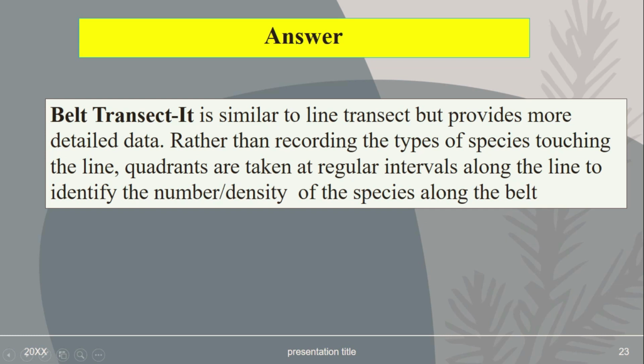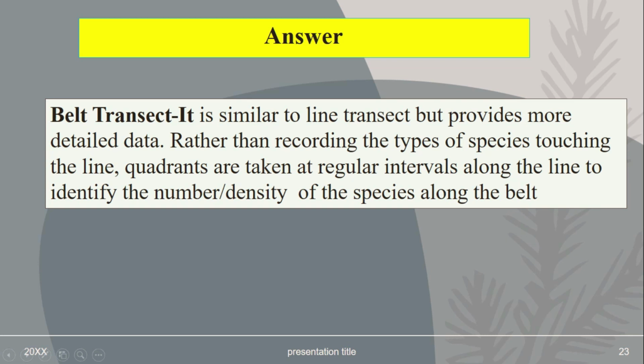Let's see what they have. The answer says it is the belt transect you would use. It is similar to line transect but provides more detailed data. Rather than recording the types of species touching the line, quadrats are taken at regular intervals along the line to identify the number and density of the species along the belt. So when you use a belt transect, you normally use a quadrat, and the quadrat is used to count the number of organisms. And once you count the number of organisms, then that's a belt transect.